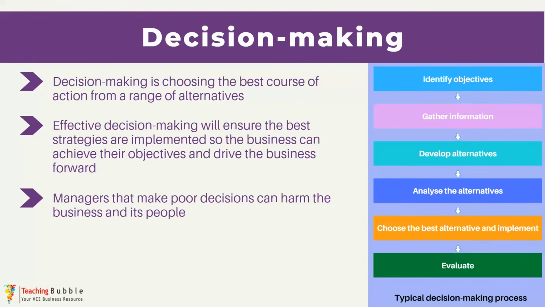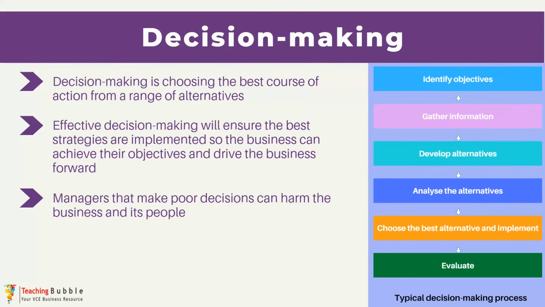Now, if you get asked about a decision making process, the diagram on the right is a typical process that you're able to use. So it's really similar to the planning process that we looked at earlier. First step in the decision making process is for the manager to identify the objective. They would then gather information to help them make informed decisions. Armed with that information, they then start to develop alternatives.